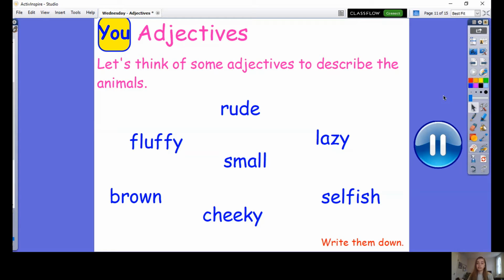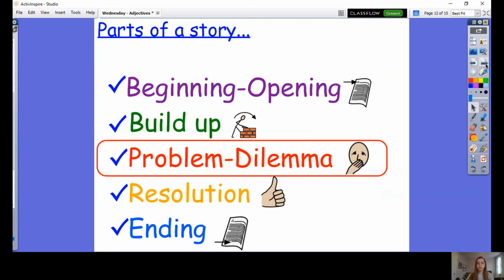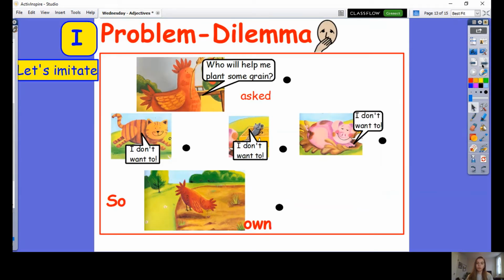Have you written down your adjectives? Fantastic. That means we are ready to write our problem. Yesterday you wrote your beginning and your build up, and today we are ready for our problem. In our problem, your main character asks who would help me plant some grain. Now, we are not going to have the word grain because remember, not all of us are making bread anymore.